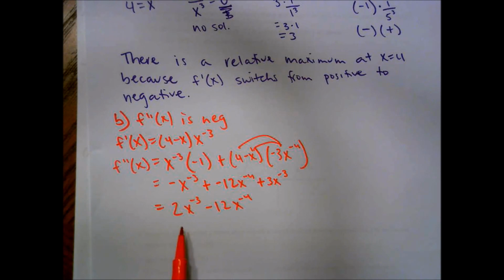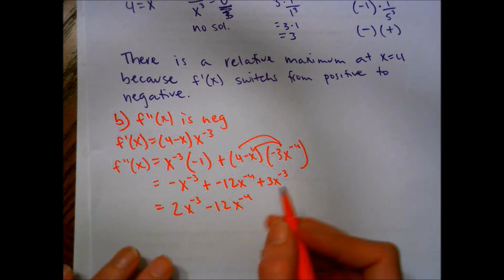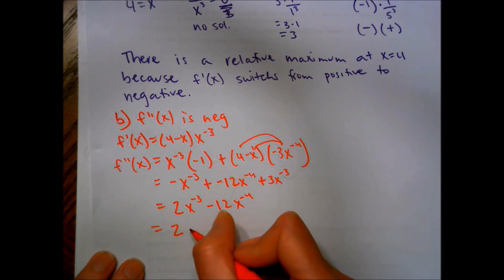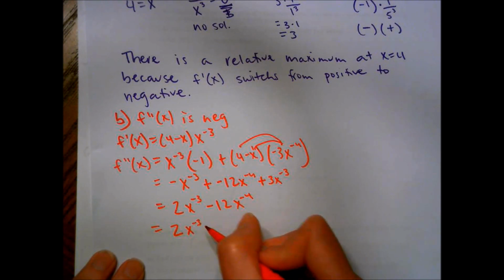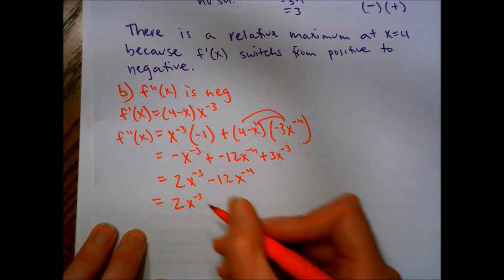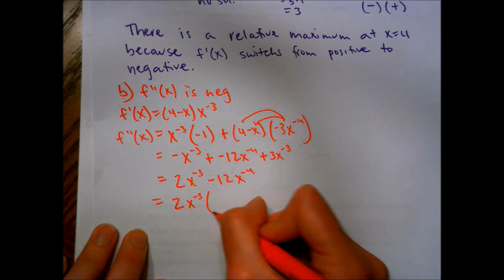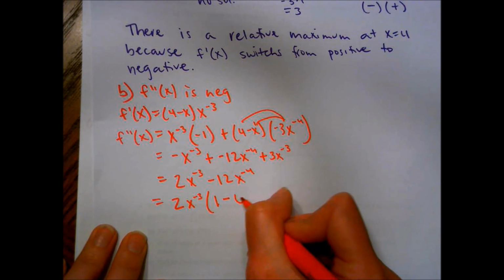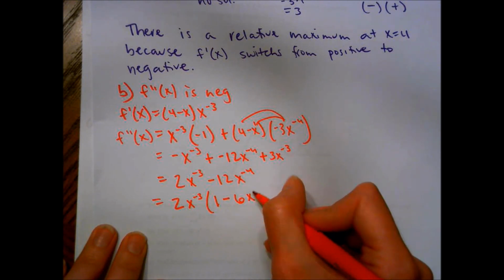And then we could factor out a common term, right? So what do those have in common? They both have a 2 and they both have an x to the negative 3. So then that would leave us with 1 minus 6x to the negative 1.